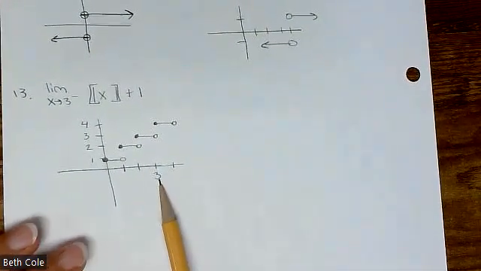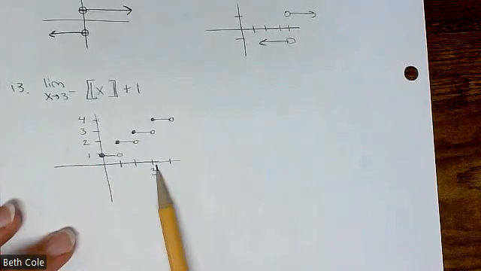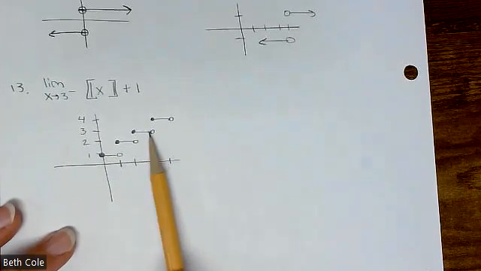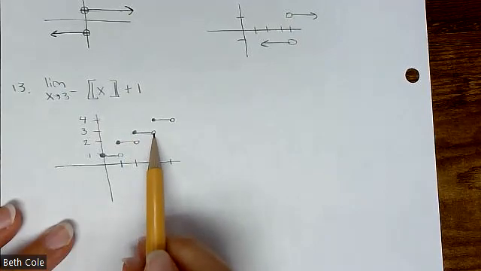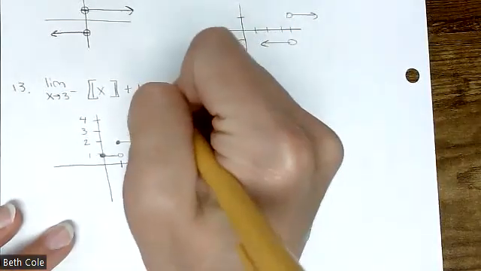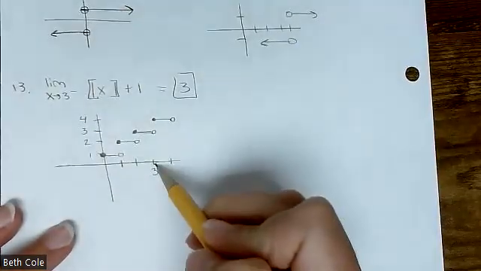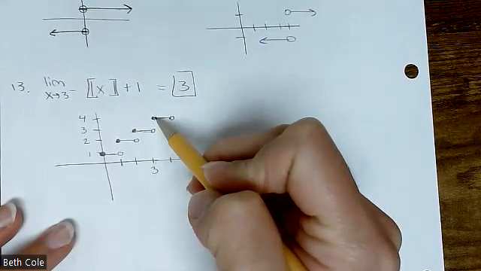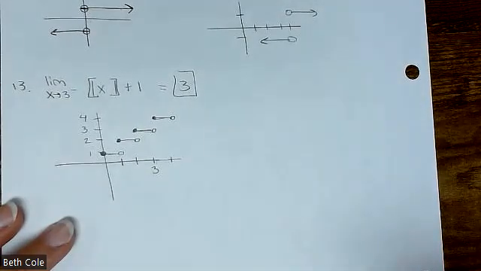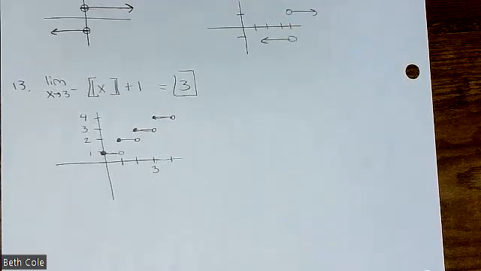Here's 3. Are we approaching from the left? Okay, so watch me point to this. I get that there's a hole there, but if you're approaching from the left, you're still on this step, so it would be 3. Real quick, if you were approaching 3 from the right, it would be 4. And if you were approaching 3 overall, DNE.